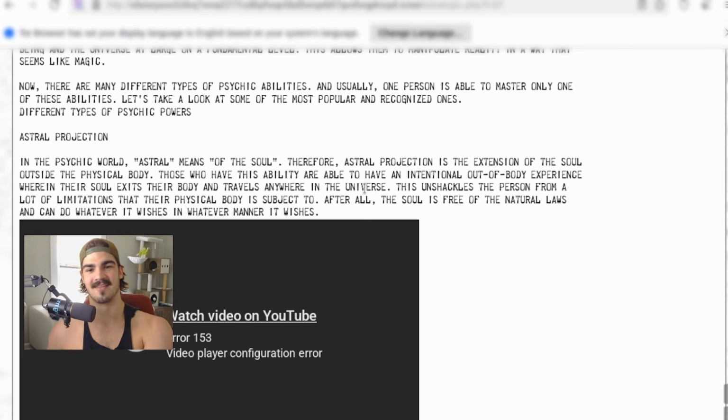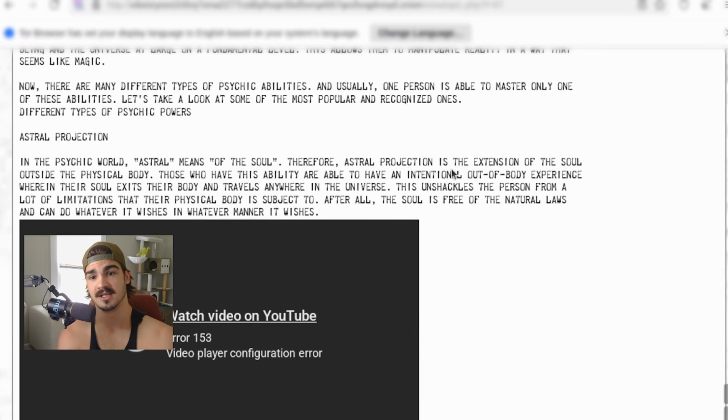Astral projection. In the psychic world, astral means of the soul. Therefore, astral projection is the extension of the soul outside of the physical body. Those who have this ability are able to have an intentional out-of-body experience wherein their soul exits their body and travels anywhere in the entire universe. This unshackles the person from a lot of limitations that their physical body is subject to. After all, the soul is free of the natural laws and can do whatever it wishes in whatever manner it wishes. Pretty interesting stuff here.